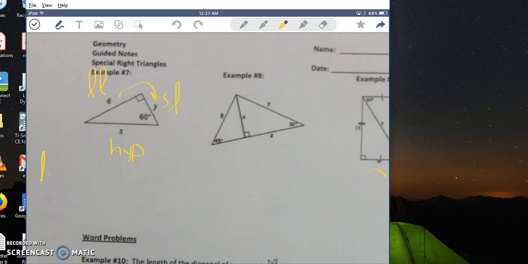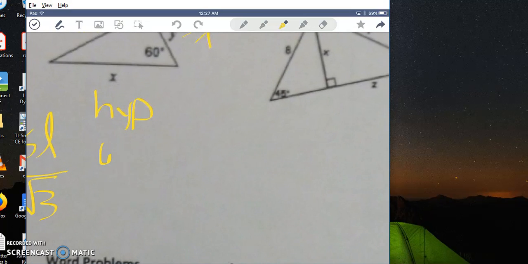And remember, the long leg is equal to short leg divided by radical 3. So in this problem, it's going to be 6 divided by radical 3. We don't like having radicals in the bottom, so we multiply by the exact same radical, or that same square root. So we end up with 6 square root 3 over 3.